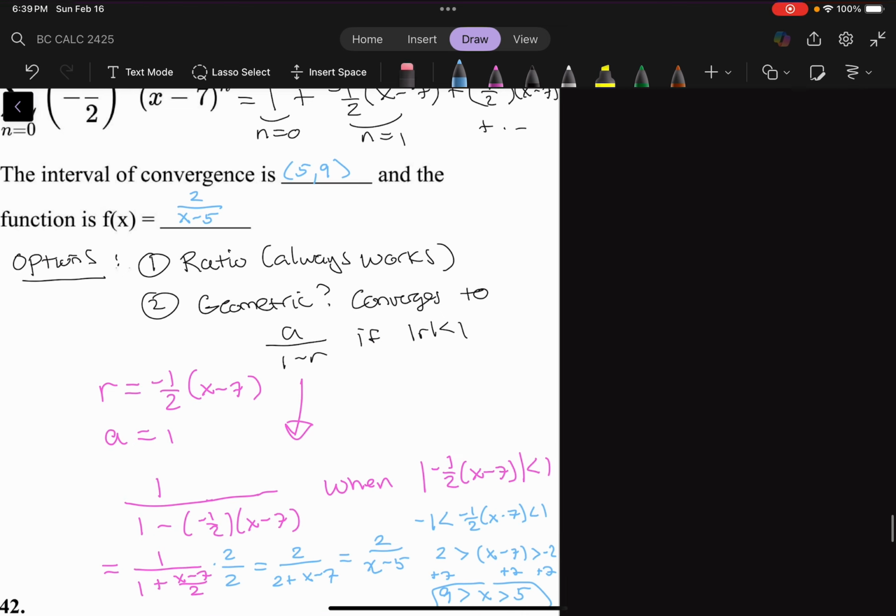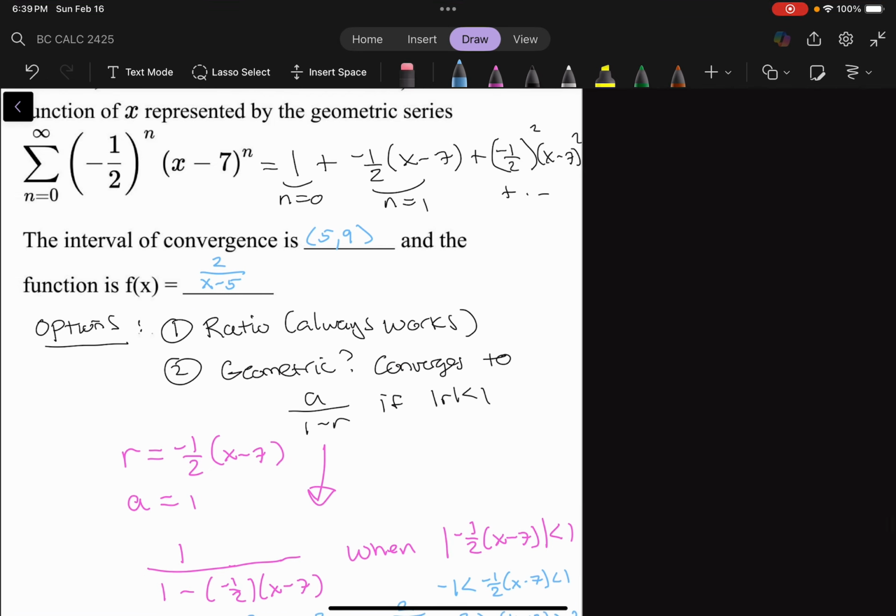So there it is. That's much quicker than the ratio test, because then you don't have to check the endpoints. So it's worth checking if it's a geometric first, which it was. Oh, and they told us it was. Maybe I should just read directions.